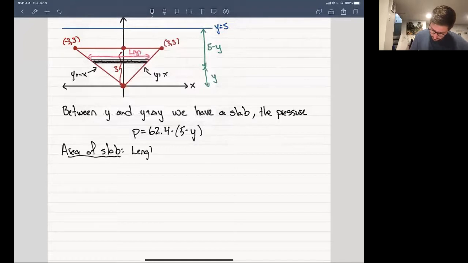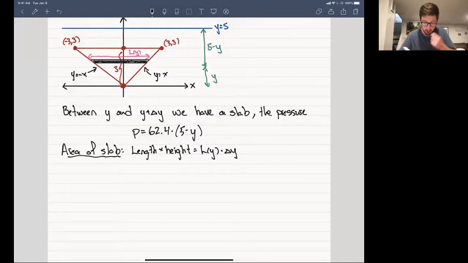So we get length times height, which we'll say is L of y times delta y. And so the question is, what is L of y? Well, L of y is the distance from the function x equal to y to x equal to minus y. So the same y value, you're stretching from one piece of this to the other piece of this.